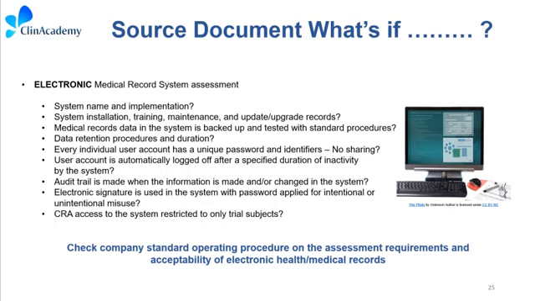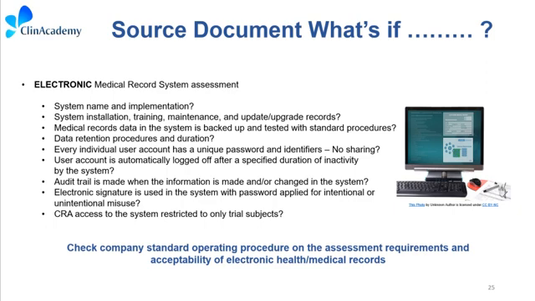Sometimes it's good to also understand whether the system has an audit trail, which is made when information is made or changed in the system, so that you will be able to identify from the audit trail who made the entry, at what time, what data has been corrected, and who made the correction. You also need to assess whether the system uses electronic signature, and whether the electronic signature includes a password applied to prevent intentional or unintentional misuse.